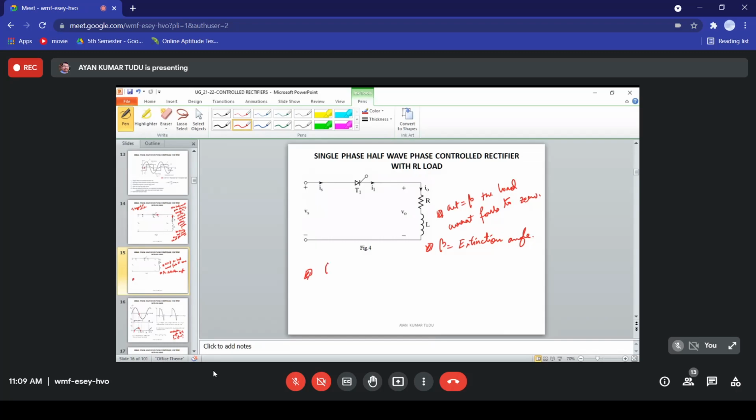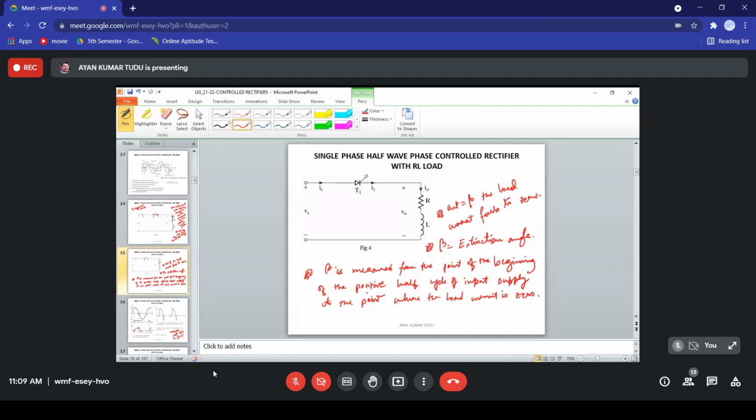Okay, let me write it down. So beta is measured from the point of the beginning of the positive half cycle of input voltage, of input supply, to the point where the load current is 0, or load current falls to 0.